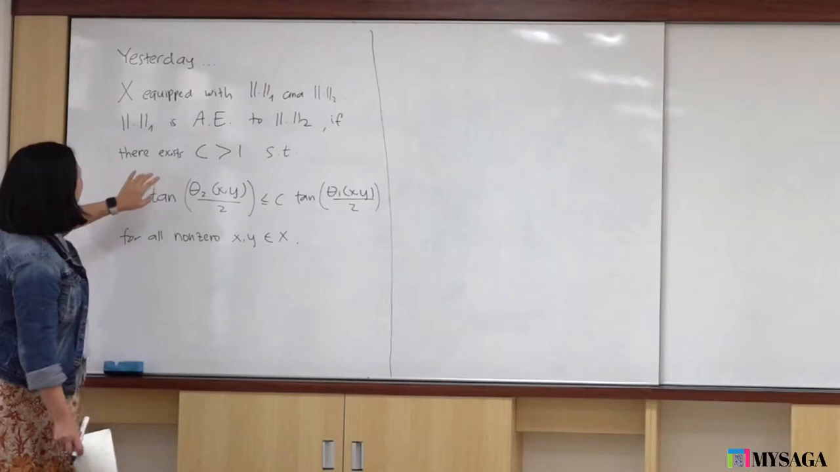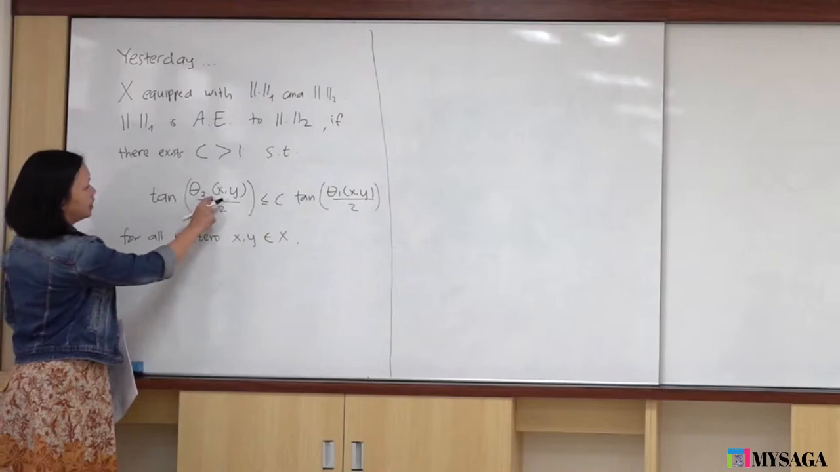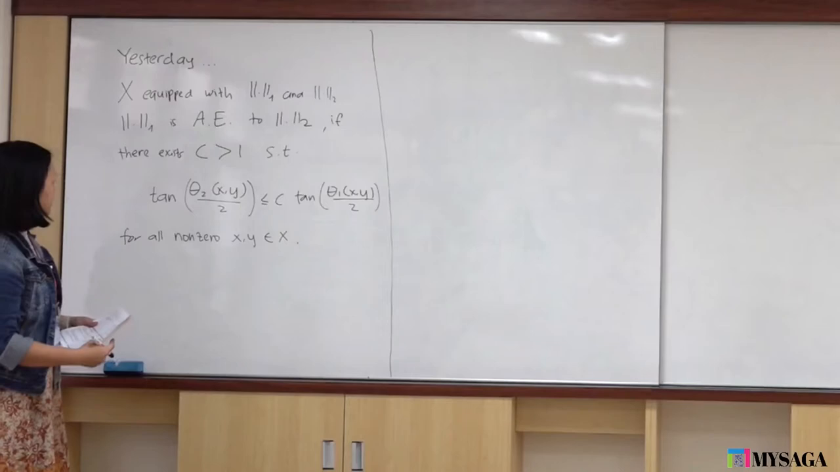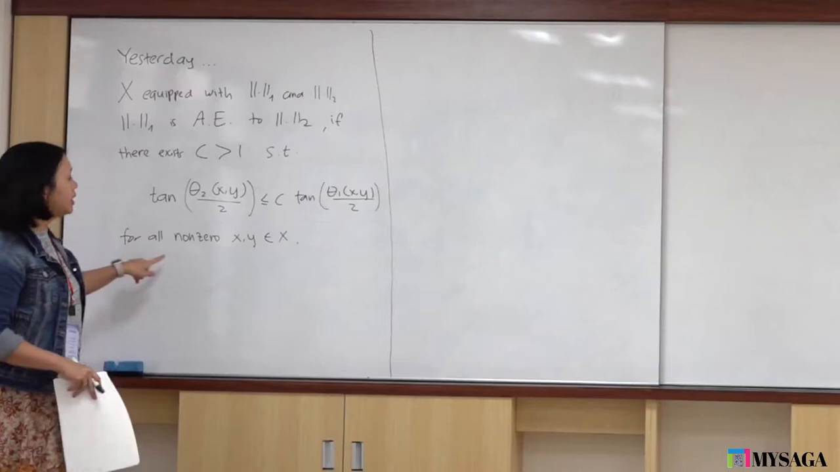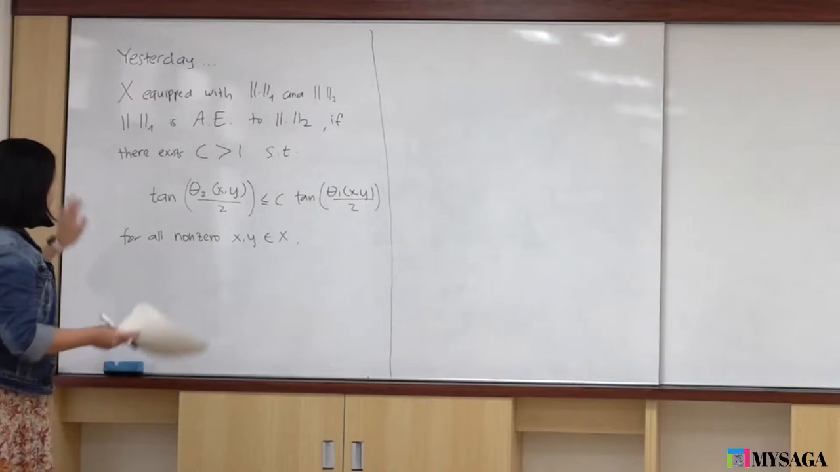If there exists a C such that you have this inequality relating the tangent of the angle from x to y with respect to the second norm and the norm angle with respect to the first norm, right? And we saw yesterday this holds for all non-zero x and y. And we saw yesterday that after we proved the symmetry, this constant is necessarily greater than 1. Okay, so yeah, this is what we had yesterday.